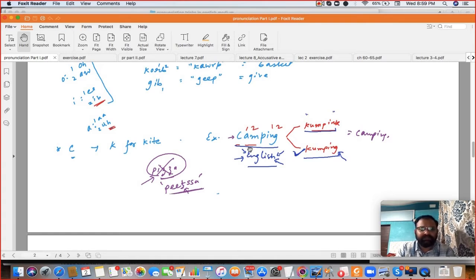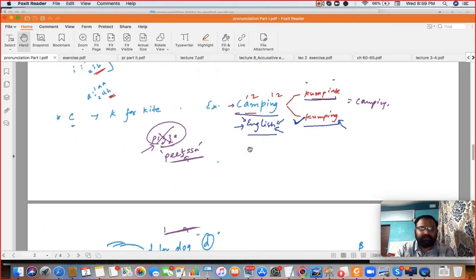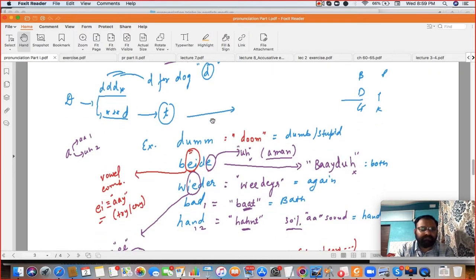Camping. Okay. Camping. Yeah. C is having the K sound. So that becomes camping. Clear? Camping. Yes. Okay. Next is D. D in the end is T. Beginning or middle is D for dog. Okay. D in the end is T. Beginning or middle is D for dog. Speak the example.